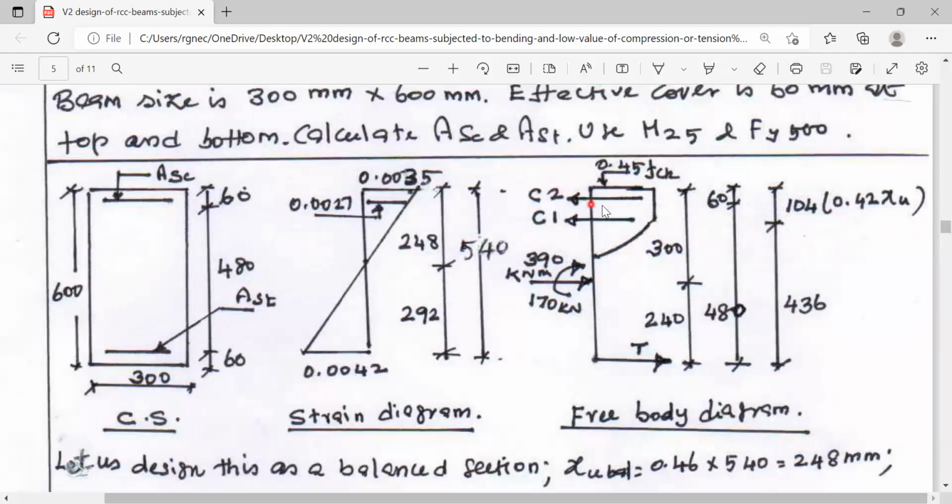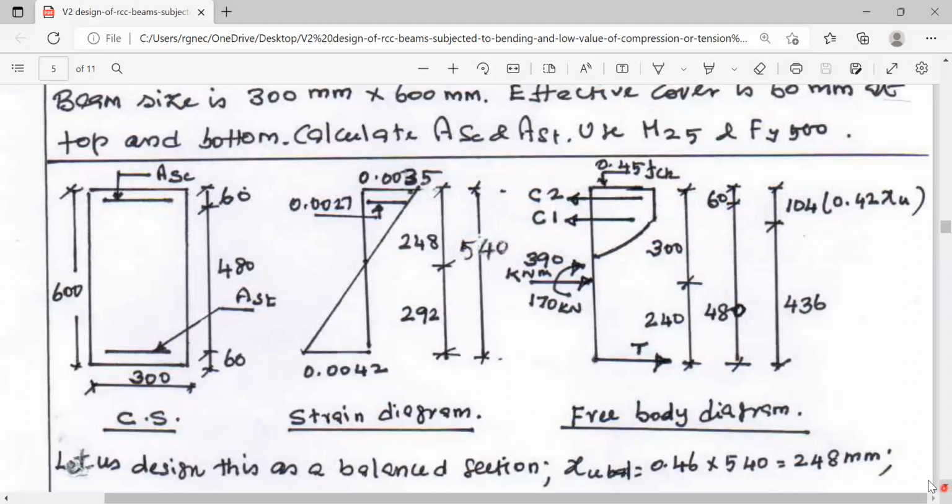Now, what is the arm distance for C2? The total effective depth is 540 mm. Out of that, you deduct this cover of 60 mm. So, for compression reinforcement, the arm distance is 480 mm. Now, we will proceed to calculation of equilibrium equations. We will use two equilibrium equations.